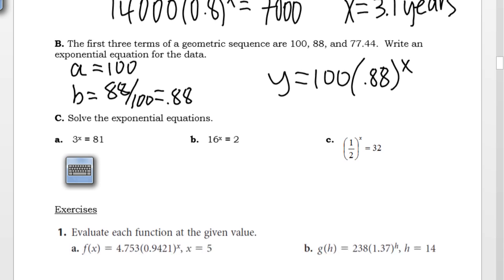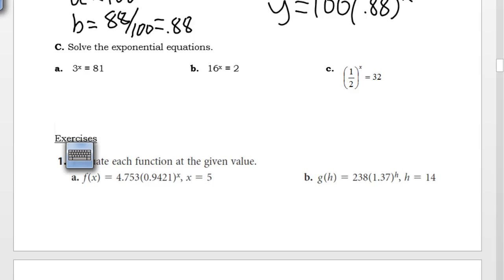Letter C asks me to solve 3 different exponential equations, and like I said, we don't have the tools to solve these yet. We need to learn about logarithms, which will happen later in the chapter. So at this point in time, we're honestly just going to use guess and check.